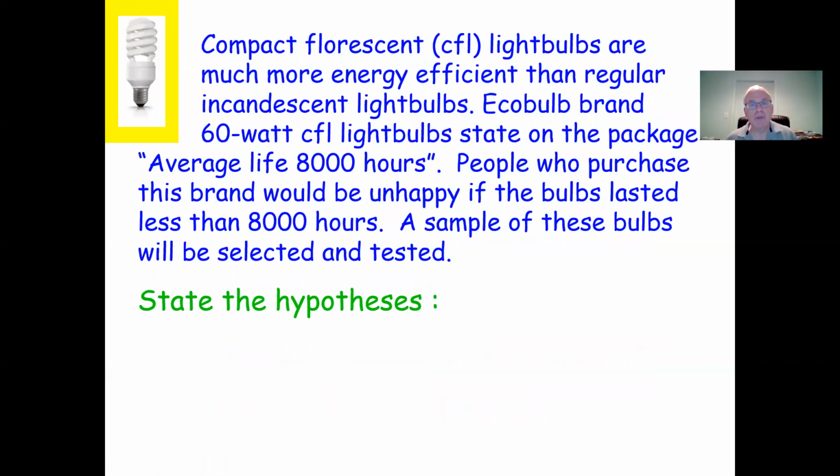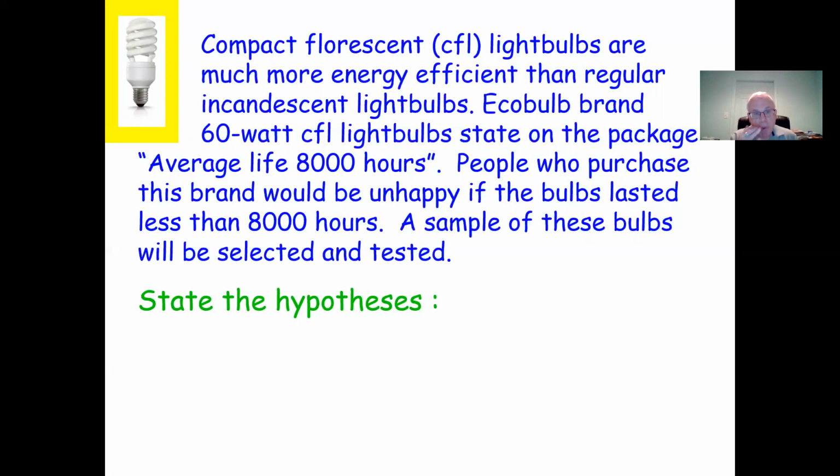All right, so let's just do some more examples. Compact fluorescent light bulbs are much more energy efficient than regular incandescent light bulbs. EcoBulb brand 60-watt CFL light bulbs state on the package, average life 8,000 hours. People who purchase this brand would be unhappy if the bulbs lasted less than 8,000 hours. A sample of these bulbs will be selected and tested.